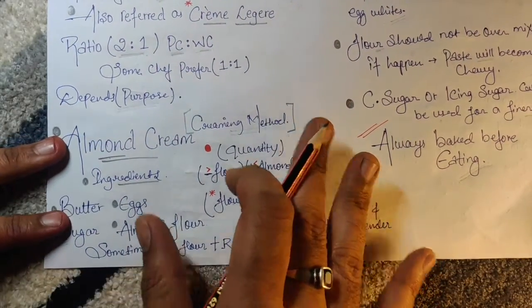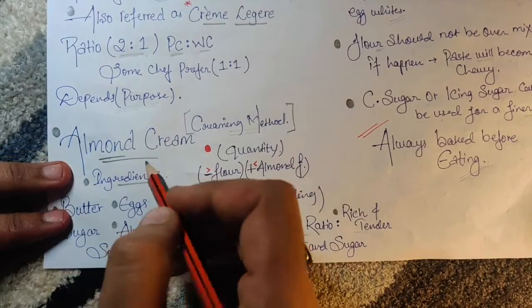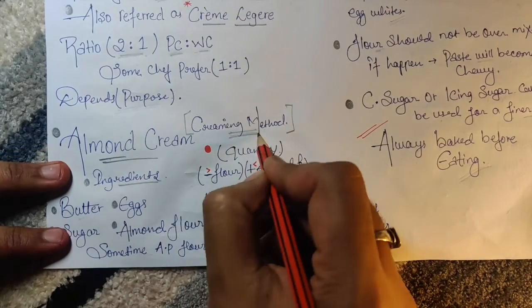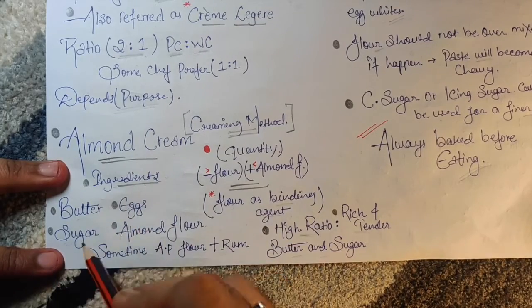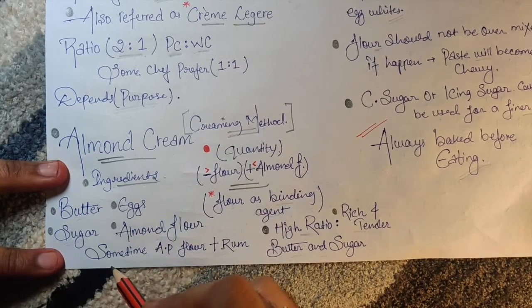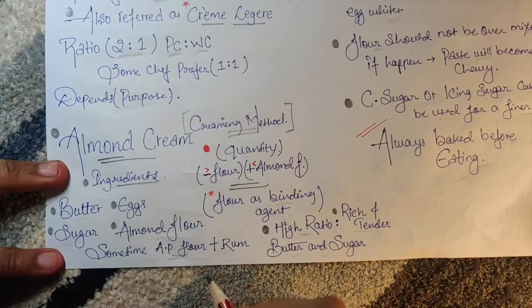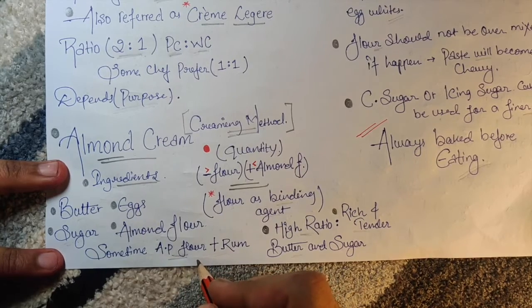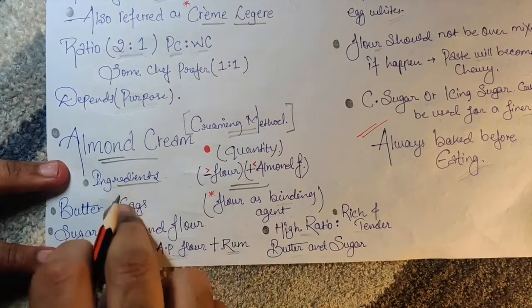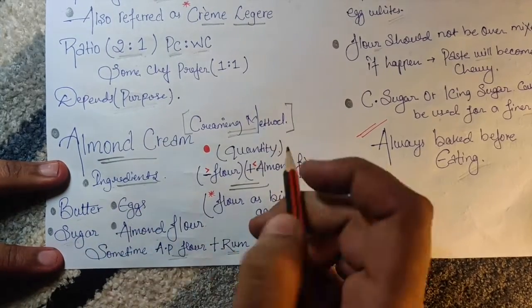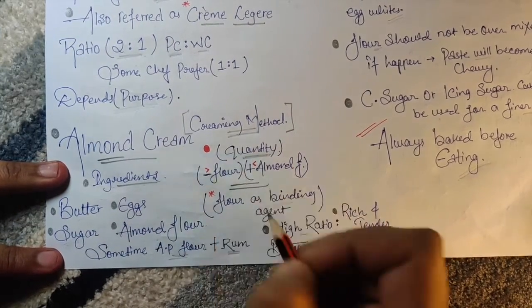The next we have here is the almond cream. The almond cream comes under the creaming method, right? The ingredients are butter, eggs, sugar, almond flour, and sometimes AP flour, meaning all-purpose flour, or you can say refined flour, right? And a little bit of rum for the cream, please. Okay, let's figure out the quantity, right?